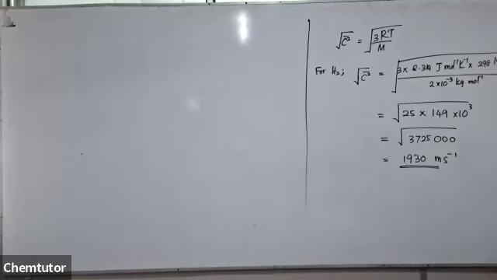Right. So now we have discussed two examples. We found the root mean square speed of hydrogen gas and nitrogen gas separately. For hydrogen, the value was 1930, and for nitrogen, the value was 515.8. So two different values. That means at the same temperature, depending on the type of gas, the root mean square speed changes. Is it clear?